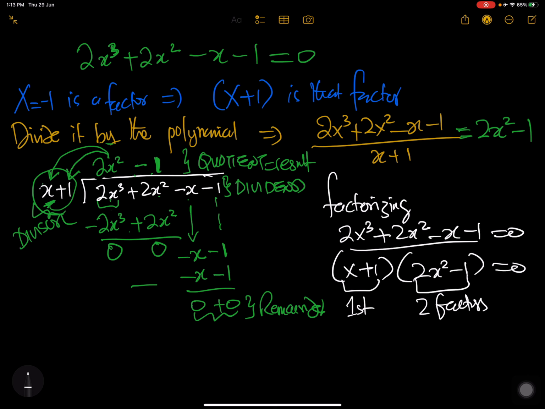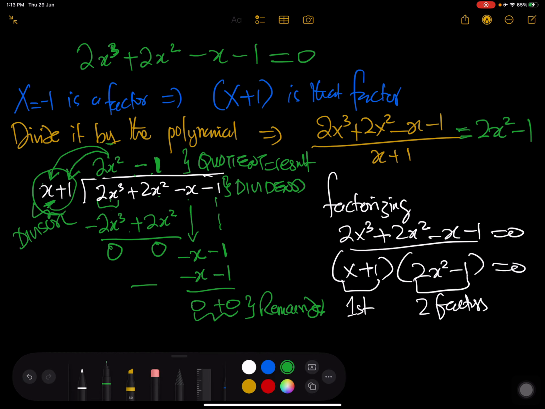If it's not clear, please pause the video, go back a little bit, and I think that everything will be coming clear to you. Now we're going to move on to what we call simultaneous equations. This is another section which is important.